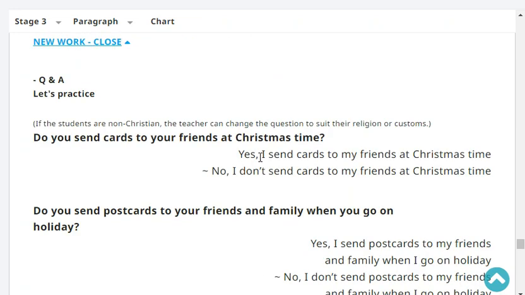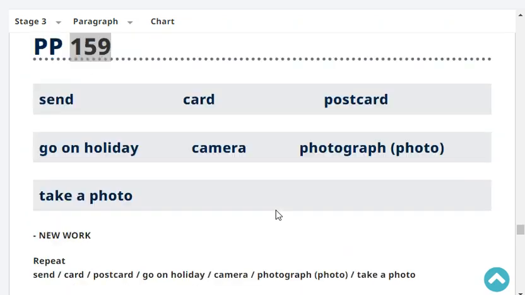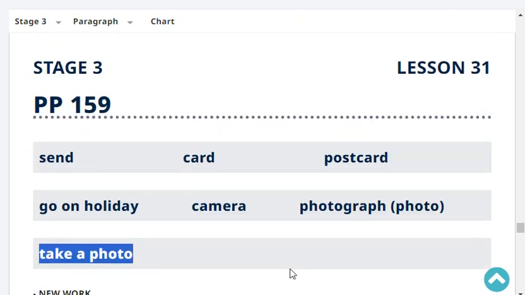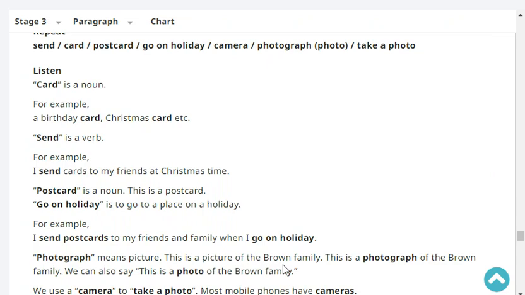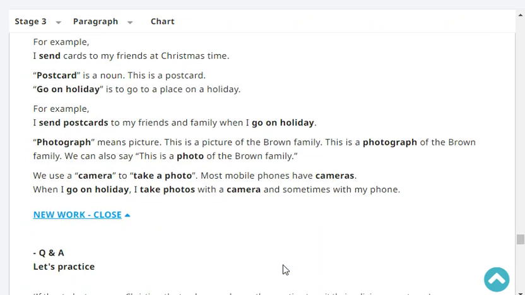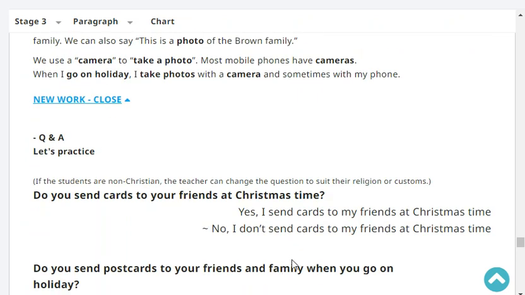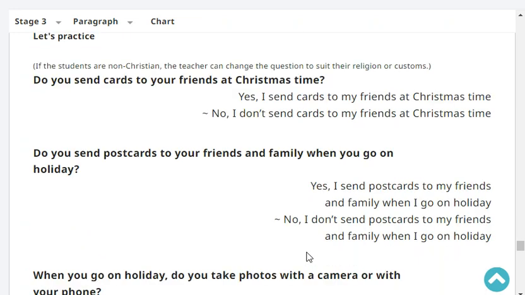Okay, let's practice. Do you send cards to your friends at Christmas time? Yes or no? Yes, I send cards to my friends at Christmas time.